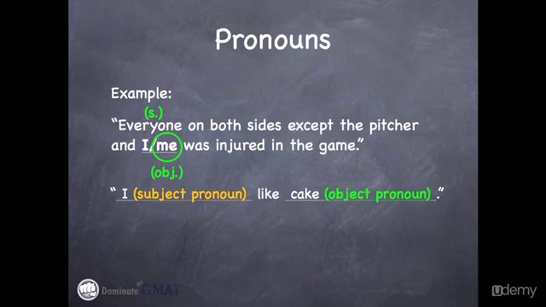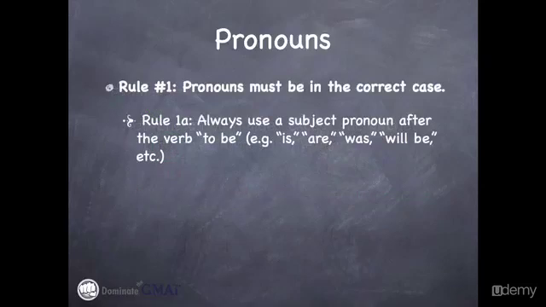It's not the pitcher and I were injured. The pitcher and I, everybody except the pitcher and I. So now I'm part of the object. I'm part of what's receiving from the subject of the sentence. And so, again, use the bracketing technique, pare it down, and it should help you choose whether you use the subject pronoun or object pronoun. All right, it gets a little bit more complicated, a little bit more complex. So let's dive a little bit deeper into pronouns with Rule 1A.